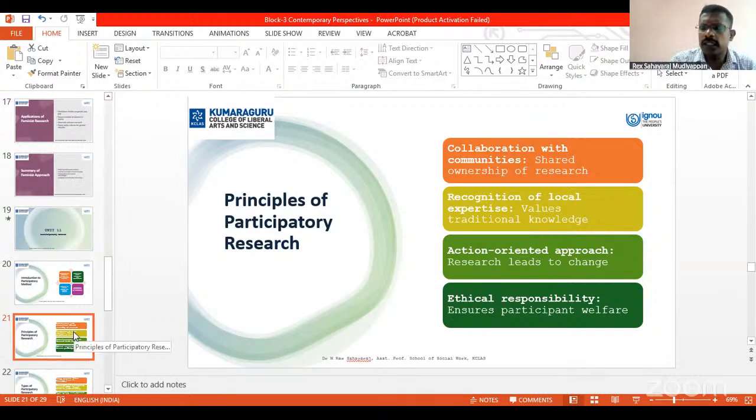And so ethical responsibility ensures participants' welfare and research leads to change. These are very important. When we want to bring a change in the particular community or society, we need to go for a participatory research, right?